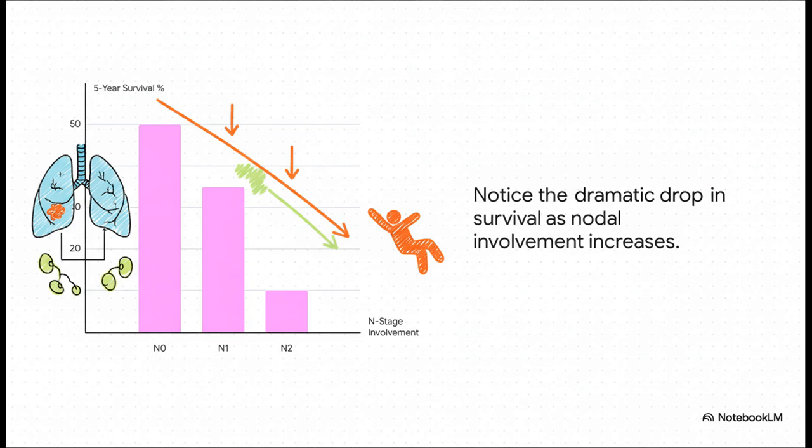And wow, just look at this chart. This is why N staging is so critical. Look at that cliff edge drop in 5-year survival as you go from N0 to N3. An N0 diagnosis has a decent shot at a cure, but by the time you hit N3, survival is less than 5%. That is a point you absolutely want to hammer home in your exam.